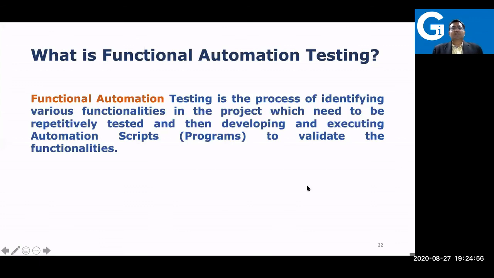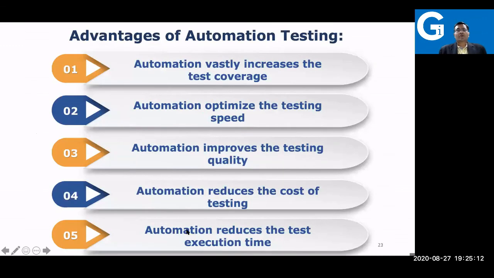There are various types, and one is called functional automation testing. Functional automation testing means you check the various functionality of the project and you want to test it repeatedly. That is where functional automation testing comes in. So what are the benefits of automation testing? It increases the test coverage and you may test repeatedly. It optimizes the testing speed and improves the testing quality also. There are several benefits.